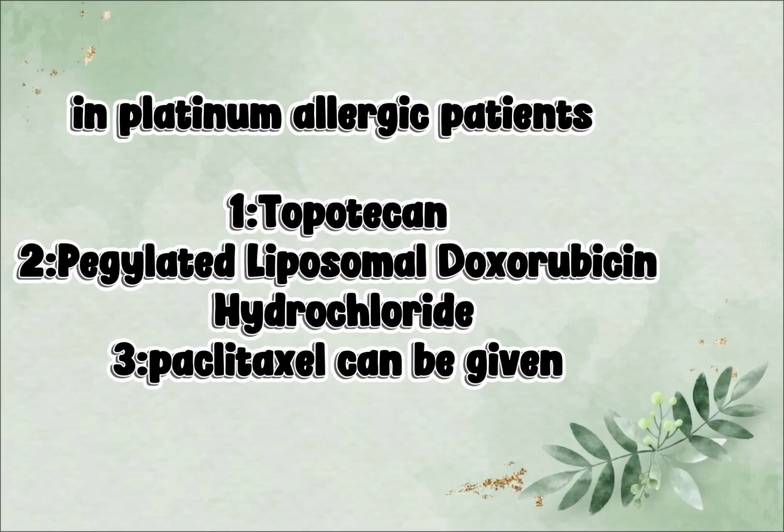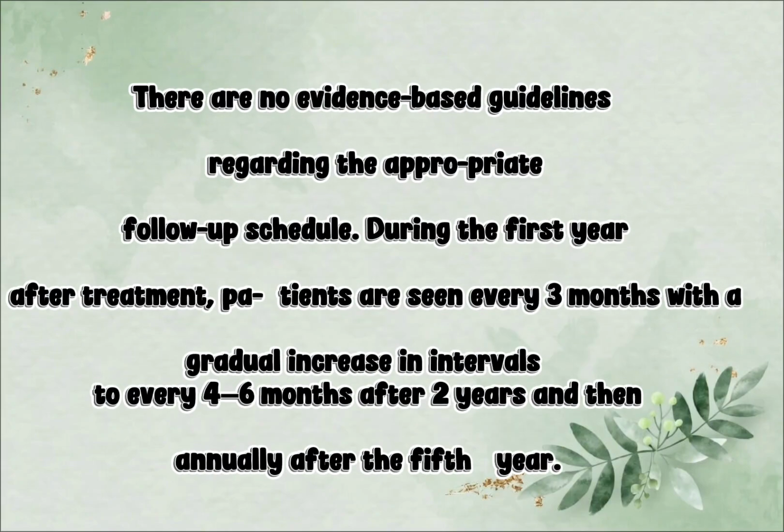This is how you follow up the patient: 3 monthly after the treatment, and gradually you will increase the interval from 4 to 6 months, and then annual follow up after 5 years. On each visit you will ask about the history and emerging symptoms and perform the physical examination, and ultrasonography can be done, and then CA 125 can be ordered, and CT scan will be planned accordingly.